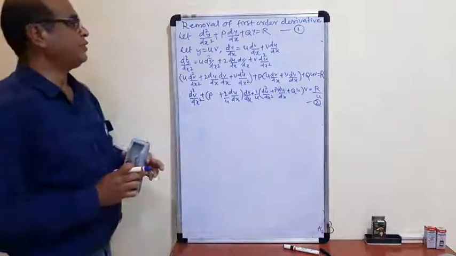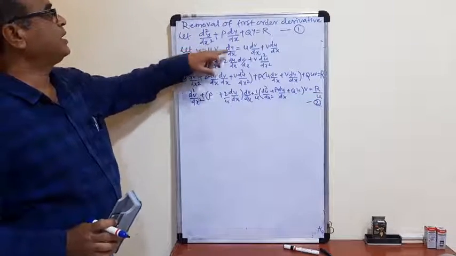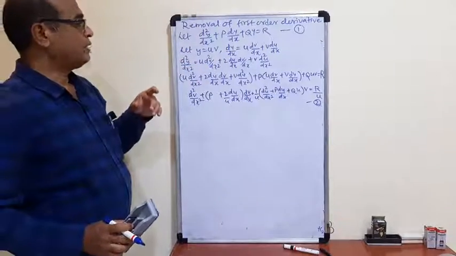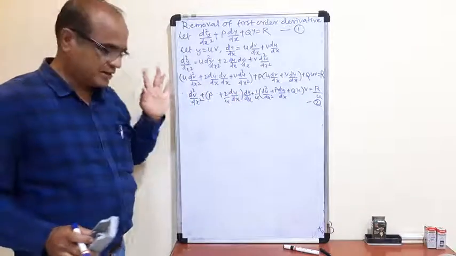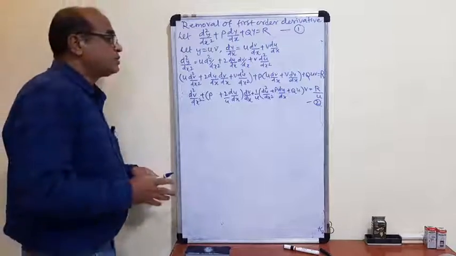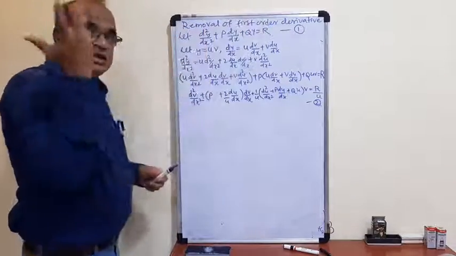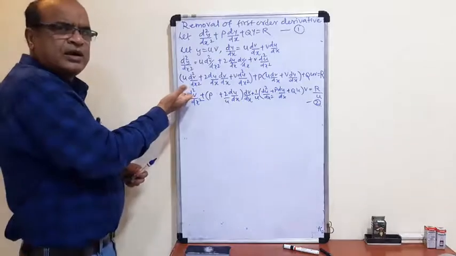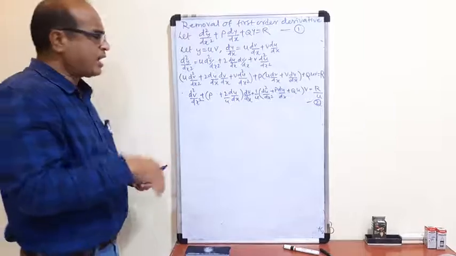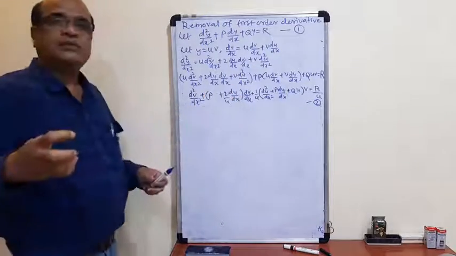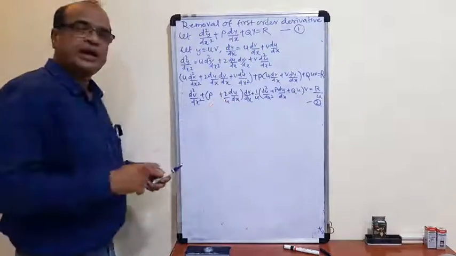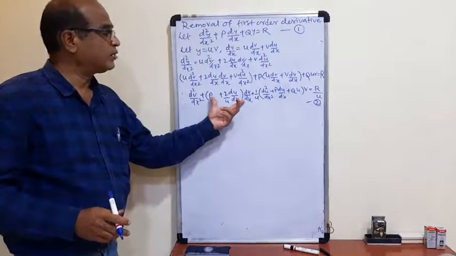After putting the values of y is equal to uv, dy by dx, d2y by dx square in this equation, we get this equation. Okay, this equation. So what is the next method? So removal of first derivative by changing the dependent variable. We changed the dependent variable already. Here the dependent variable is v instead of y. So now we remove that first order derivative. Then the equation becomes very simple.